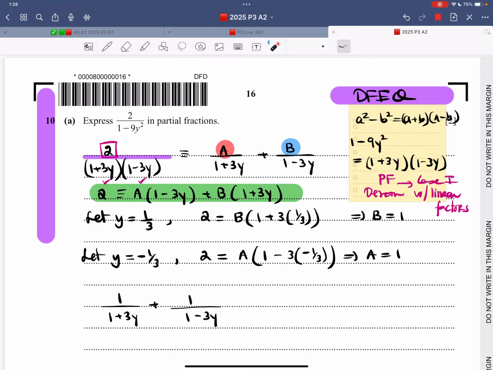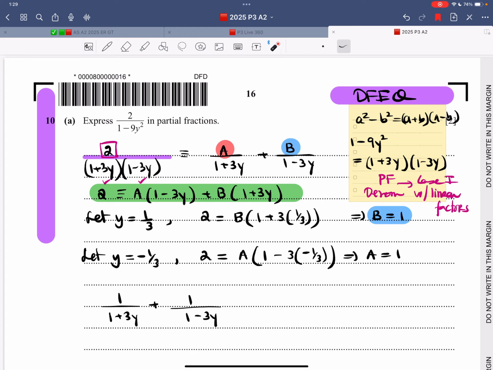Let's evaluate one constant at a time. Let y is equals to 1/3. So 1 minus 3y equals to 0, therefore y is 1/3. That is how we get the first plug-in value. So a will disappear, we'll find the value of b, that comes out to be 1. So the value of b is coming out to be 1.